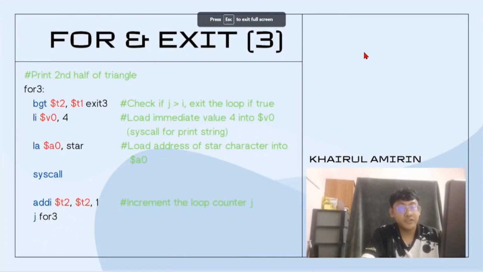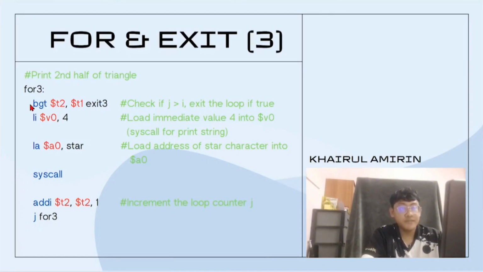Okay, now it's my turn to explain about the for 3. For 3 is basically a loop that is labeled. For 3 is basically a loop to print the second half of the triangle. So the for 3 loop starts with BGT. BGT means branch if greater than.